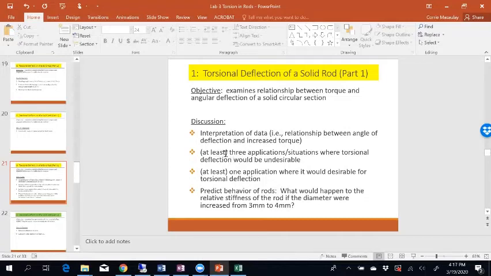And then I need you to talk about 3 applications where torsion deflection is not desirable, and talk about just 1 application where it is desirable. And here is just a prediction on your opinion of what you think the behavior is going to do. What happens to relative stiffness? We talked about relative stiffness, the equation or relationship given above in a previous slide. So what would happen to relative stiffness if the diameter of that rod increases? I need you all to give me some discussion on that.